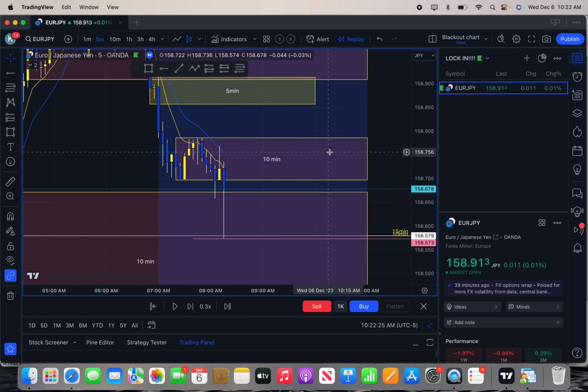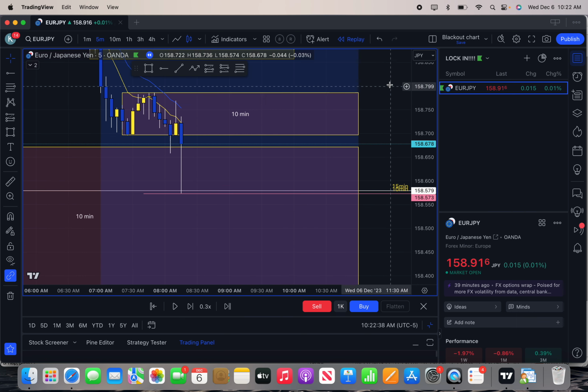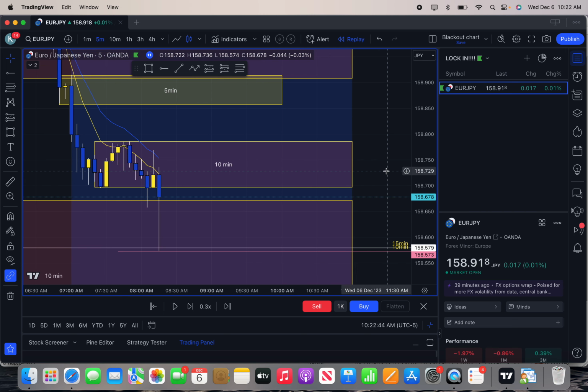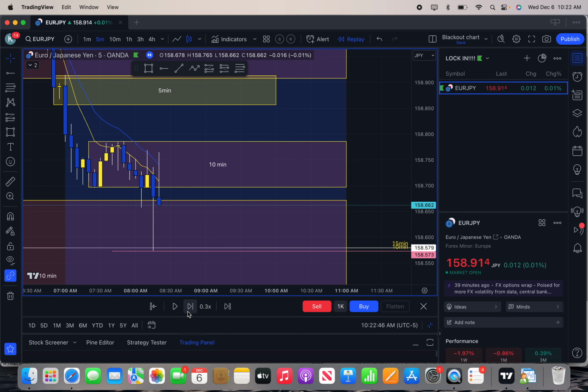I don't just draw random zones on my chart. Every zone I draw on my chart, I make sure it's a zone that has some type of intention to it, so that if price makes its way to it, my intention is to get in a trade if the confirmation presents itself. So even though this zone is here, I'm still looking to enter into buys because of this zone right here. So let's go through some candles, see what happens.